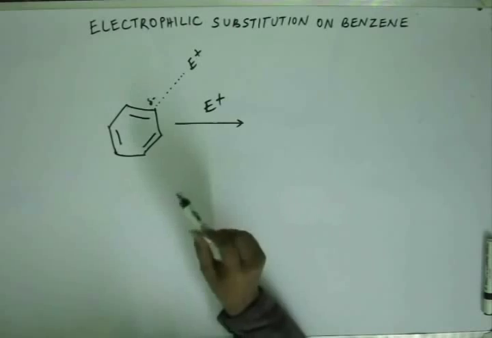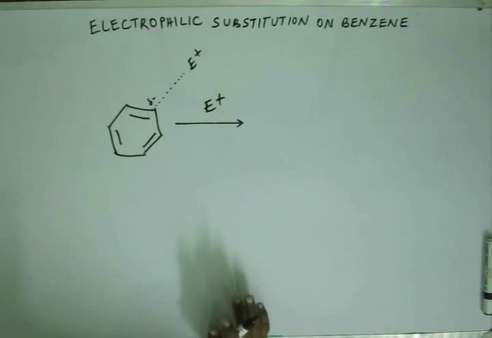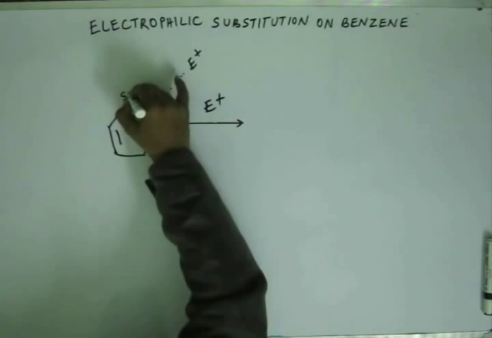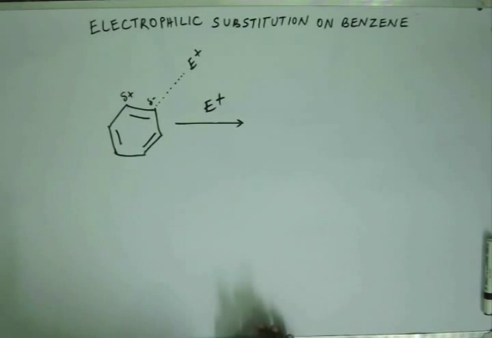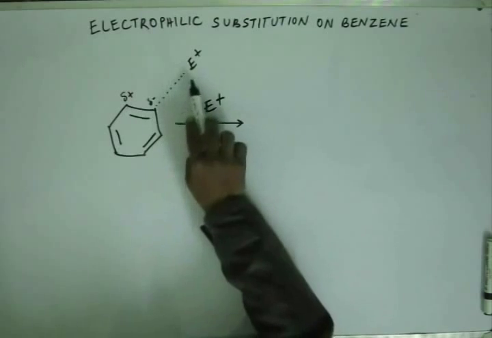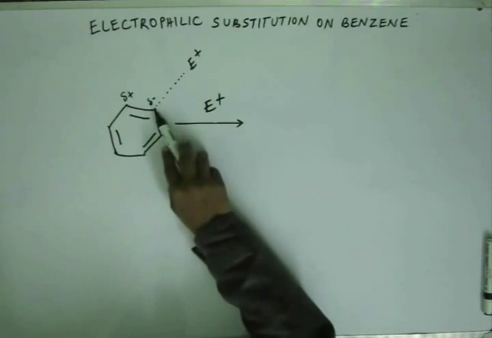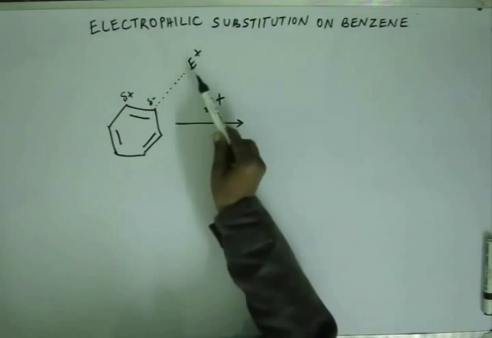If the electrophile had approached another carbon, then that carbon would have been del minus. Whichever carbon the electrophile is approaching, that carbon, because of the field effect of the electrophile, will acquire a slight negative charge, and that will become more and more as the electrophile comes nearer and nearer to the benzene ring. In turn, if this carbon is acquiring negative charge, then this carbon will be acquiring slight positive charge. As the electrophile becomes very close to this carbon, a substantial amount of negative charge will be accumulated in the orbital of this carbon, and from that orbital, negative charge will start to transit to the empty orbital of the electrophile.